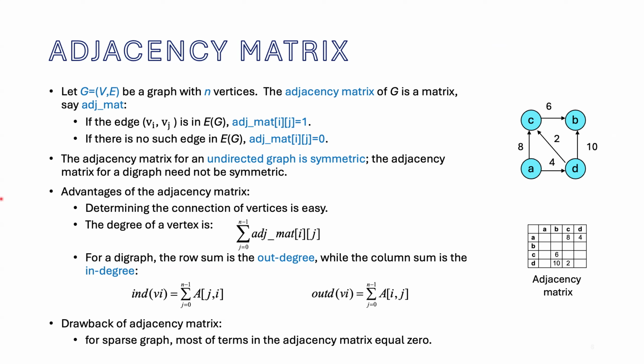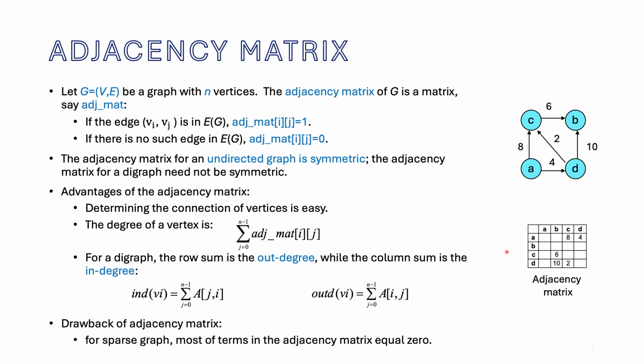Some advantages of the adjacency matrix is that determining the connections of vertices is easy. The degree of a vertex is calculated with a formula for an undirected graph here. And for a digraph or directed graph, on the other hand, we have an in degree and an out degree formula based on the row sum and on the column sum. And the drawback of an adjacency matrix is that for sparse graphs, most of the terms in the adjacency matrix are equal to 0.